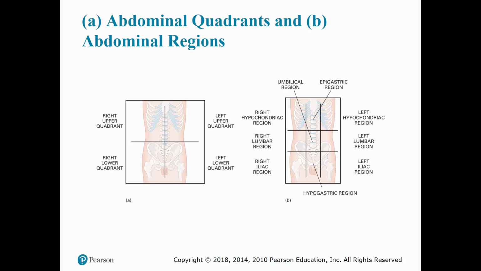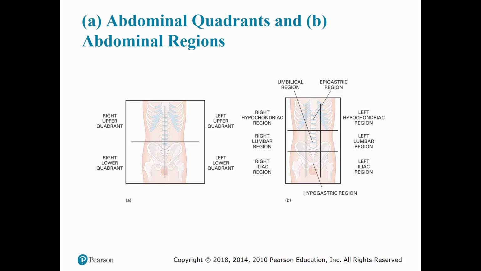The right lower quadrant contains the appendix. It's kind of a worm-shaped structure extending from the beginning of the large intestine, and really and truly nobody even knows what the appendix is actually good for. We can't determine what the function of it is. Part of the large intestine as well, and the female reproductive organs. And then the left lower quadrant contains part of the large intestine and the female reproductive organs.